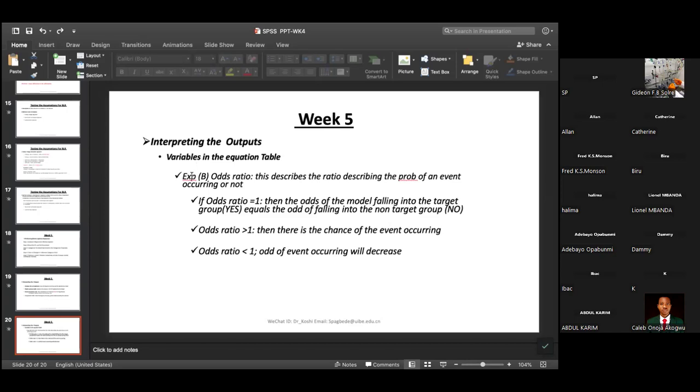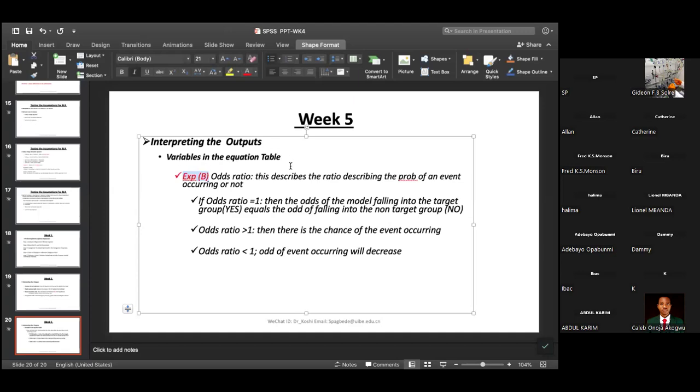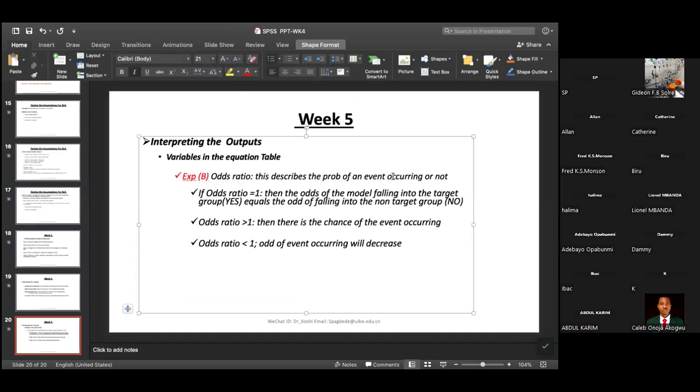Now, the odds ratio, which is denoted as exponential B in the variables in the equation table, describes the ratio. Sorry, this describes the odds, let's call it odds, not probability. This describes the odds of an event occurring or not. Now, if the odds ratio equals 1, this is the interpretation, please, very important. If the odds ratio equals 1, then the odds of falling into the target group equal the odds of falling into the non-target group.